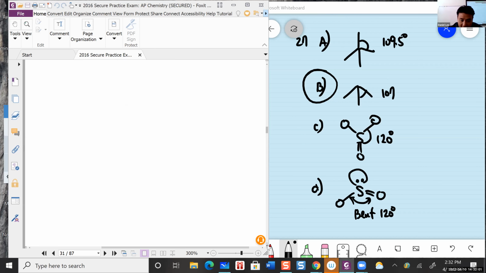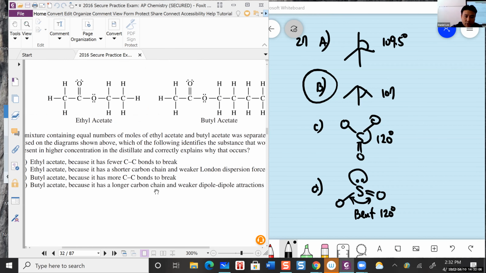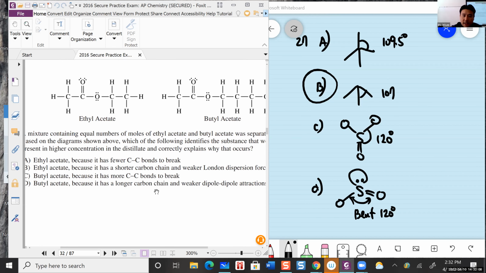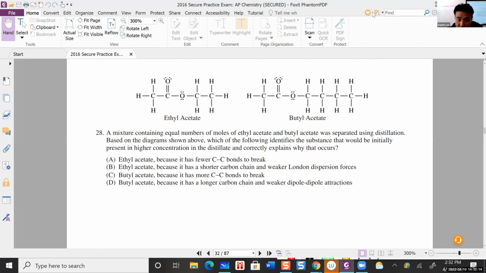So make sure you know molecular geometry. You have to do Lewis structure. You also have to do intermolecular forces. Super important, yeah? Okay, let's look at the next one. The next one I have here has to do with intermolecular forces, I think. Look at this, right? There are two molecules, and you can see that they're very similar, except that the guy on the right is bigger.